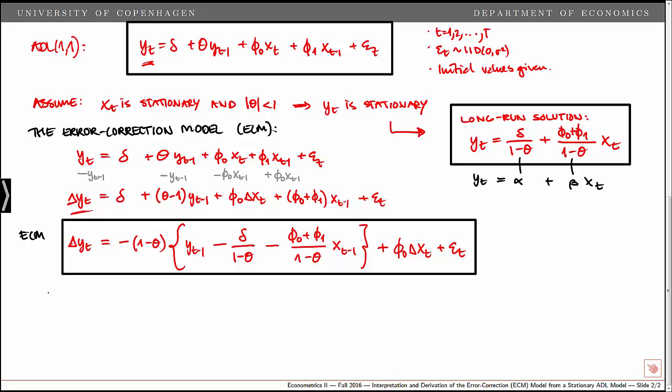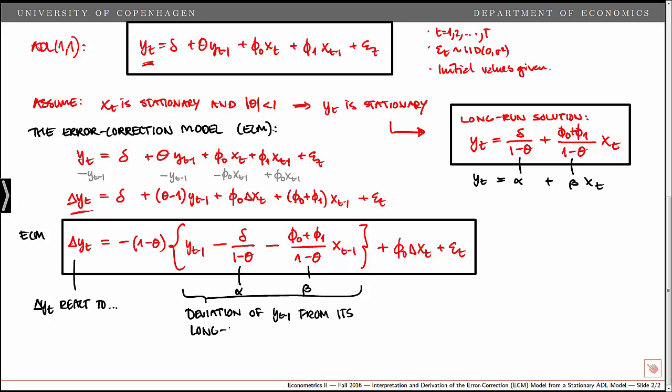Note that the model here tells us that delta y_t reacts to, and then let's look at what we have inside the parentheses here. First, we have a coefficient here which we could call alpha. That's the same coefficient as the one we had up here. It has a minus in front, but it's the same coefficient. The same here, we have beta. So note that what we have inside the parentheses, this is the deviation of y_{t-1} from its long run equilibrium value given x_t.